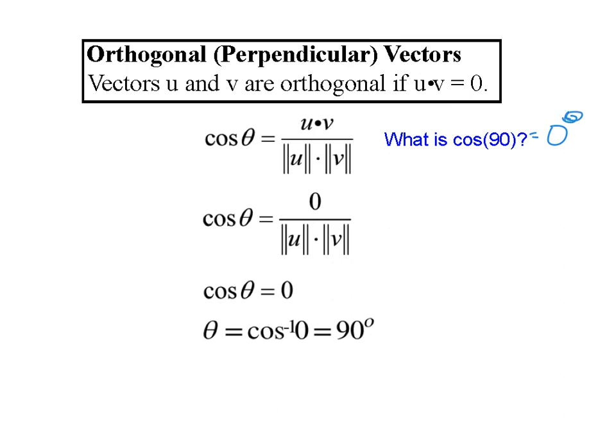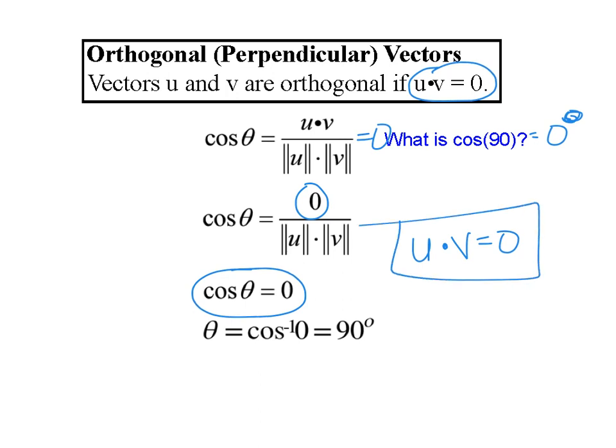So we're essentially looking where this dot product over the product of the magnitudes is 0. Well, in order for that to be 0, the top would have to be 0. So we're essentially looking where your dot product equals 0. So if you have two orthogonal vectors, that means your dot product will be 0. So u dot v equals 0. That's how you can tell if two vectors are orthogonal, aka perpendicular.